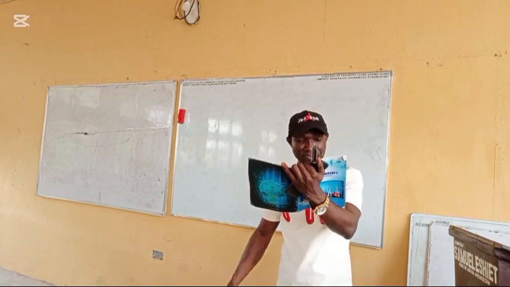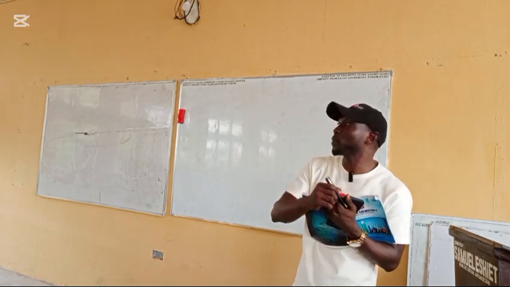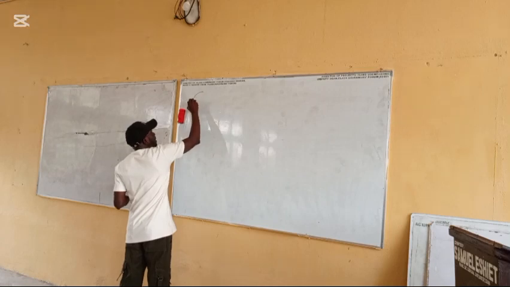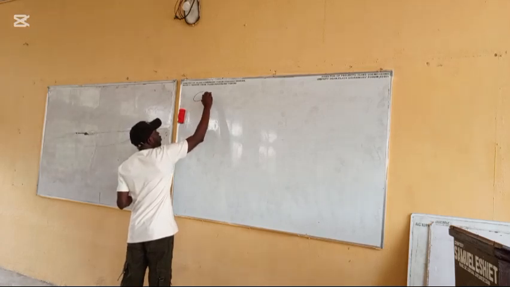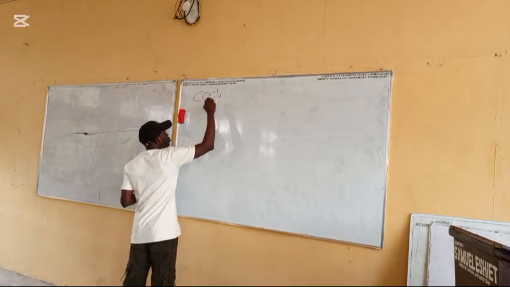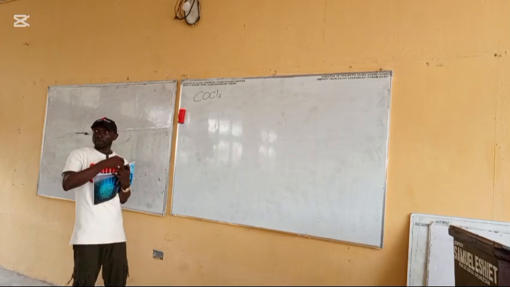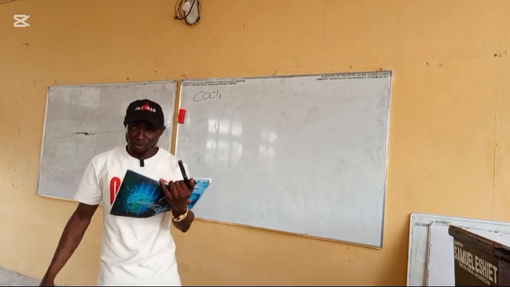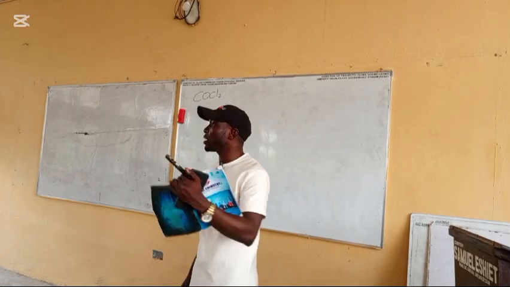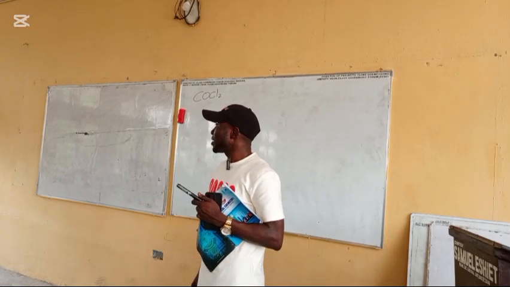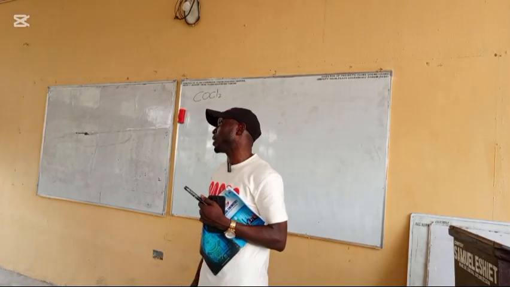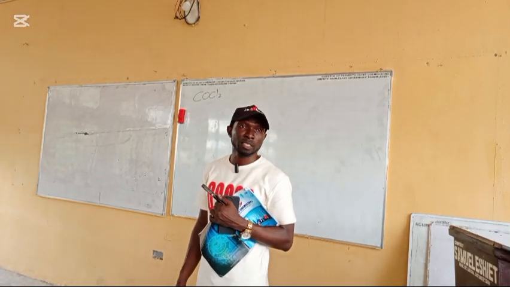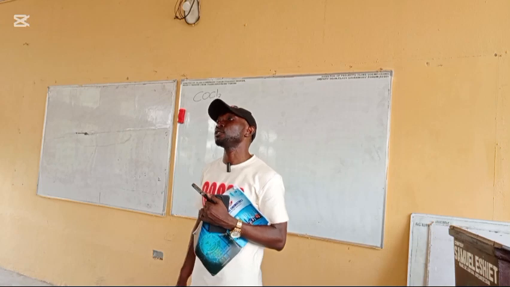Now, number 8. For number 8, we're going to be considering COCl2. This compound, the correct name should be carbonyl chloride. Carbonyl chloride. Or you can call it phosgene.